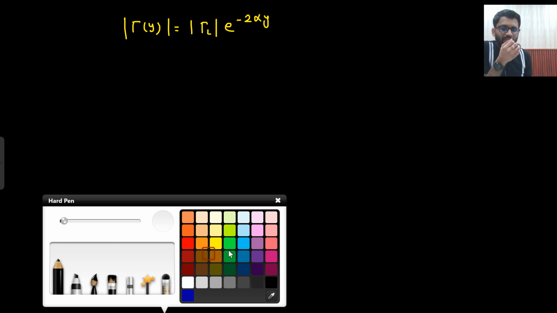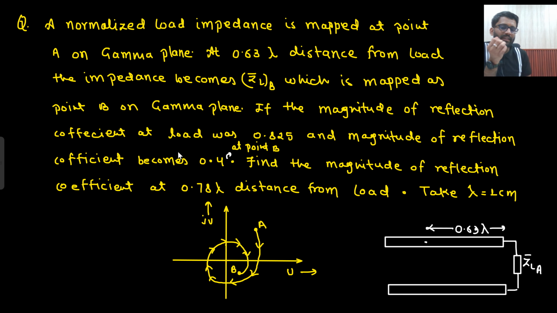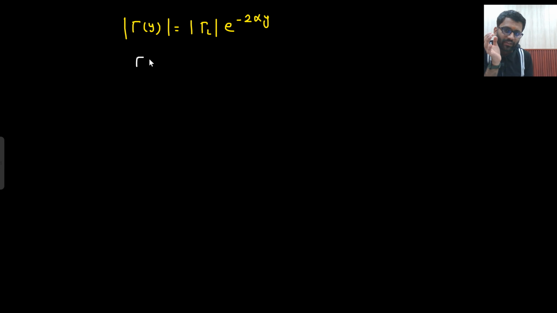This is a very straightforward question. In this question, needlessly I made a Smith chart. Sorry, it is not a Smith chart, this is a VSWR chart. So needlessly I made the VSWR chart. This is not even useful here. Why is that so? Because they have given the magnitude of the reflection coefficient at load.